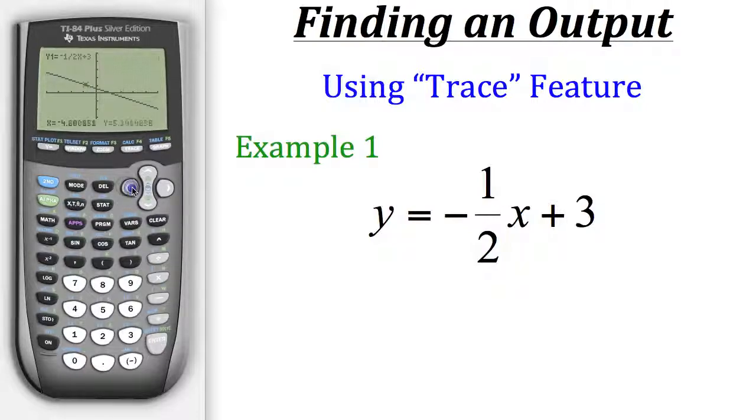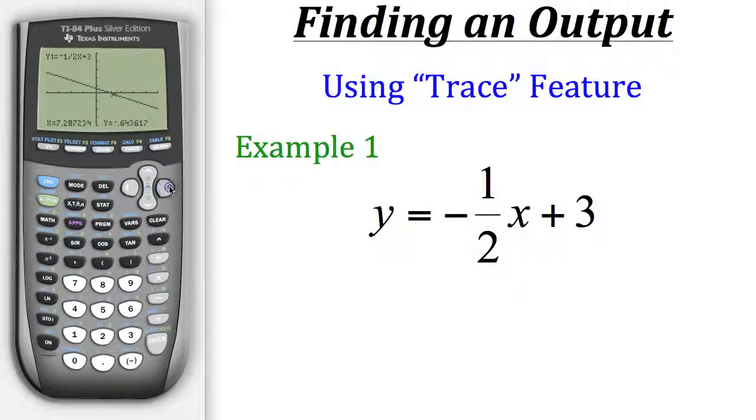And you could just keep doing that while you're using trace. Say we want to check the output value when x is 3. We could just type in 3 and hit enter. So now we know that y will be 1.5 at that particular point.